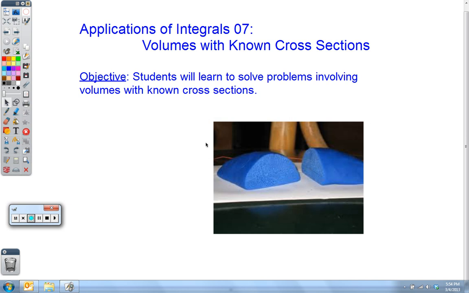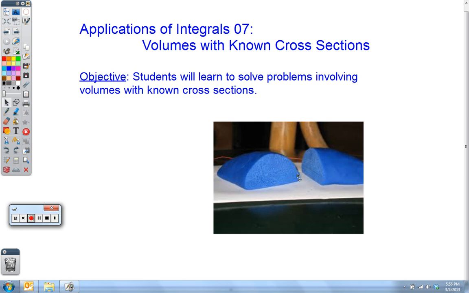Guys, welcome to Applications of Integrals: Volumes with Known Cross-Sections. In this section, we're going to look at what happens when you take some base and try to build a solid on top of it. You build that solid by taking known cross-sections. What we mean by that is you take some shape and build that shape on top of the base in exactly the same proportion every time.